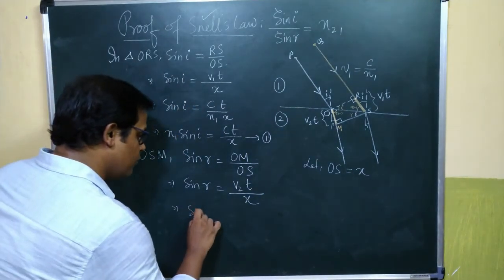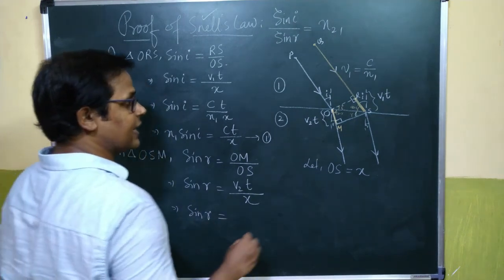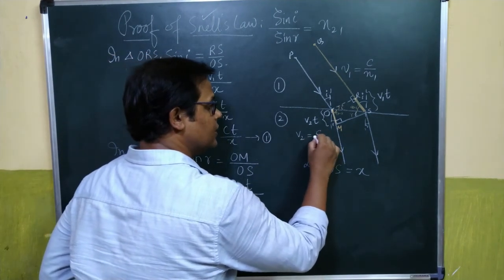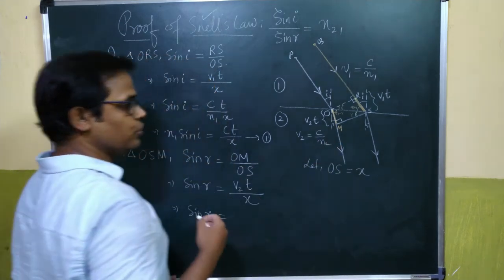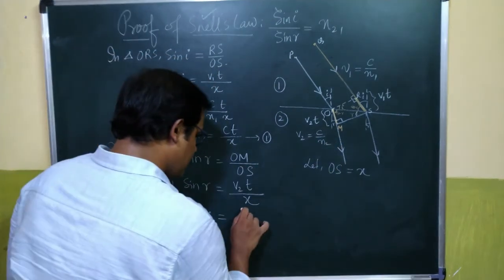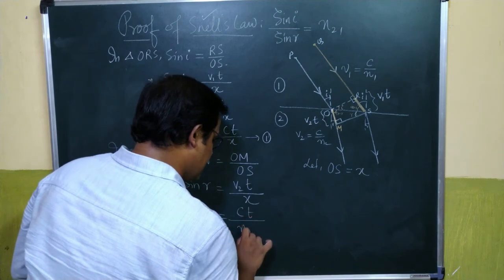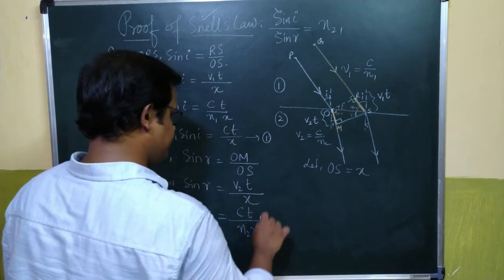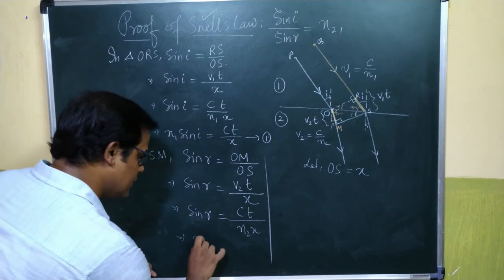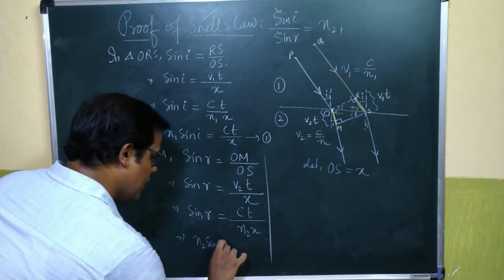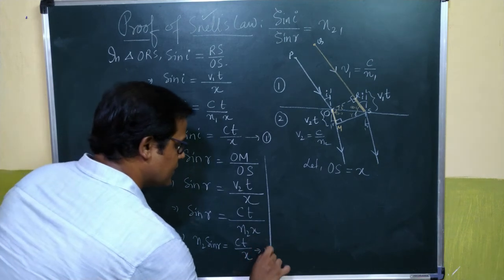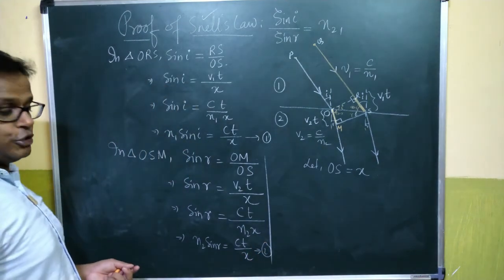Now what is V2 in the second medium? So it's the second medium, so I could have safely written C by N2 using the concept of absolute refractive index. So you write Ct by N2 into X. So hence we can write, I think I have space over here, N2 sine R should be Ct by X. Let us call this equation number 2.